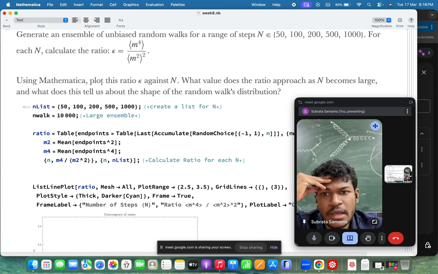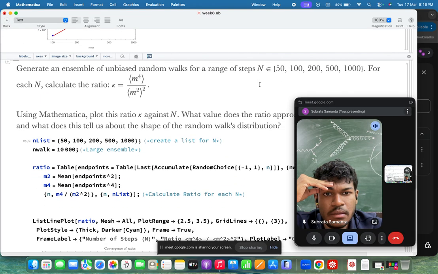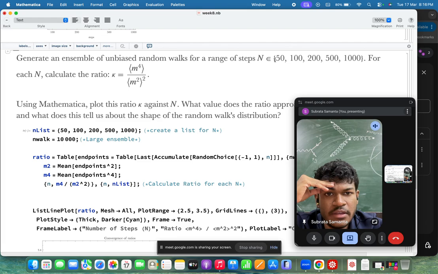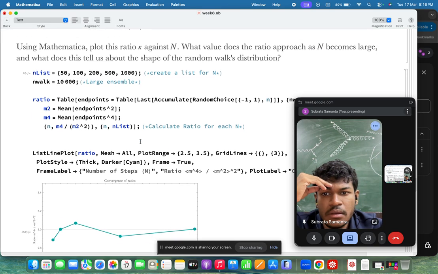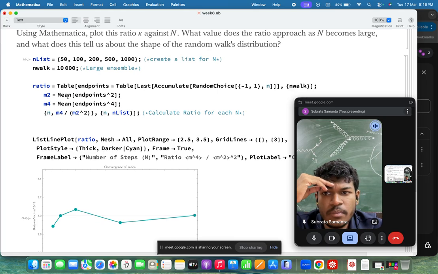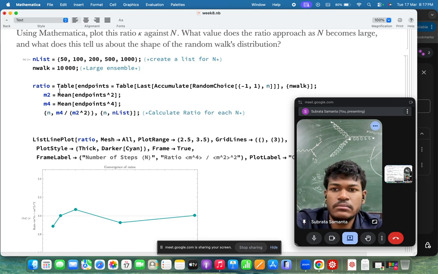So, using Mathematica I plot this kappa against n, and what value does the ratio approach as n becomes large? And what does this tell us about the shape of the random walk distribution? So, I create a list for this range of steps: 50, 100, 200, 500 to 1000. And my number of walkers is 10,000, a large ensemble I choose again, and I calculate the ratio. So, first I calculate the n points.